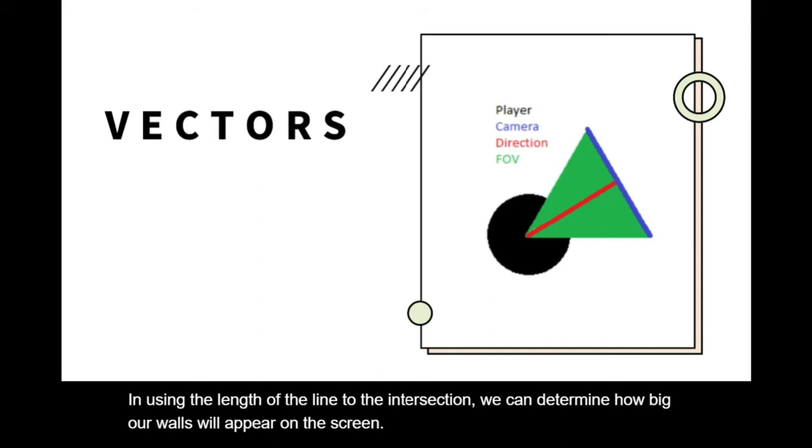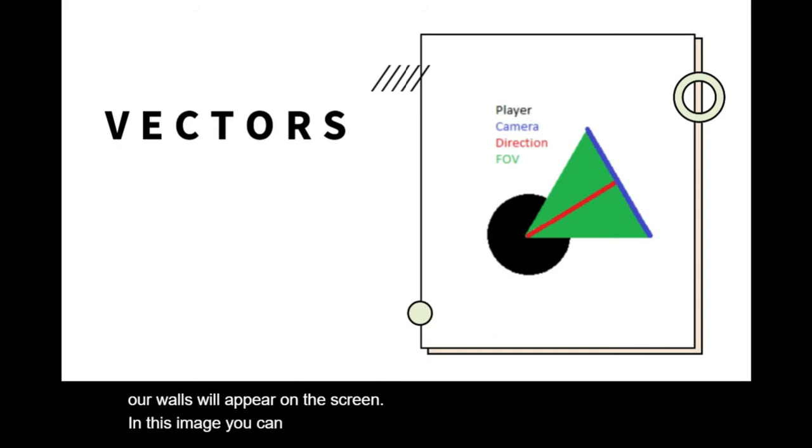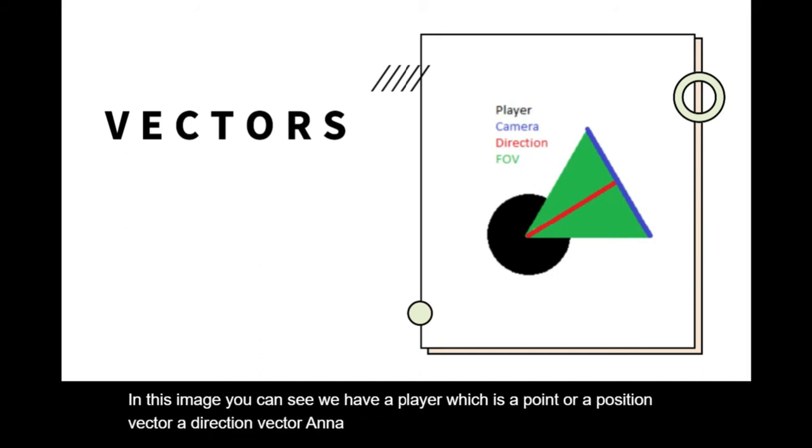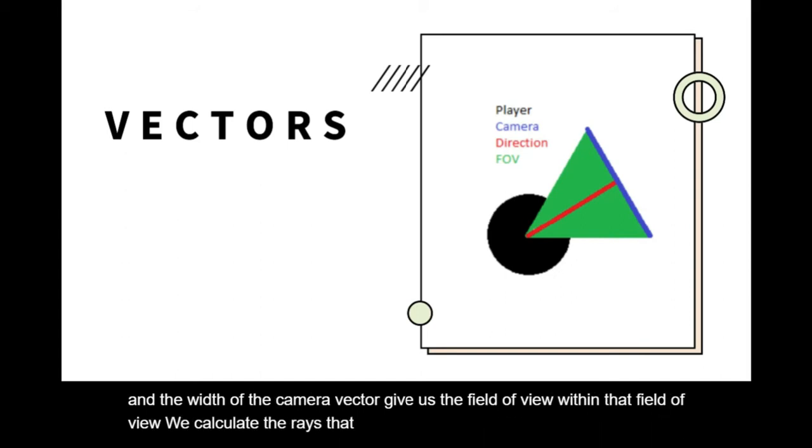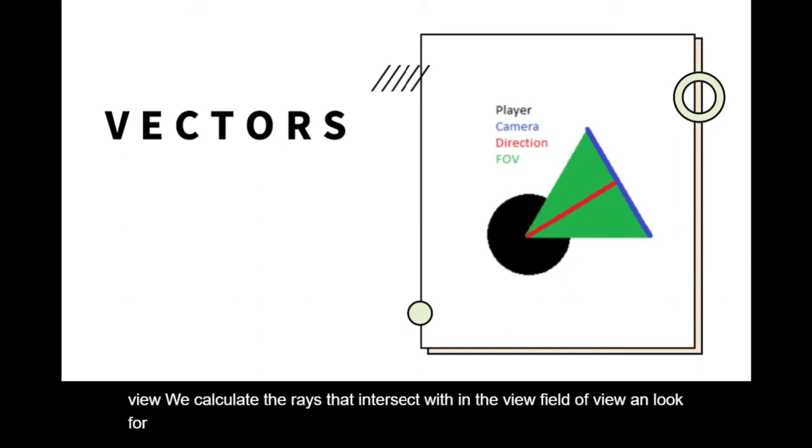In this image, you can see we have a player, which is a point, or a position vector, a direction vector, and a camera vector. The length of the direction vector and the width of the camera vector give us the field of view. Within that field of view, we calculate the rays that intersect and look for collisions, and calculate the distance between our player and the collision point so we know how large to draw the object.